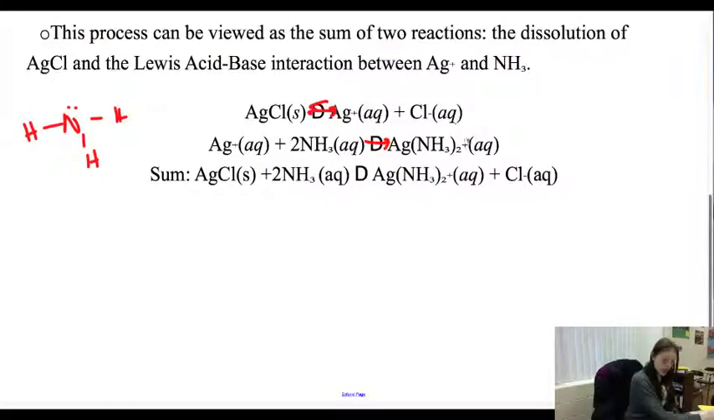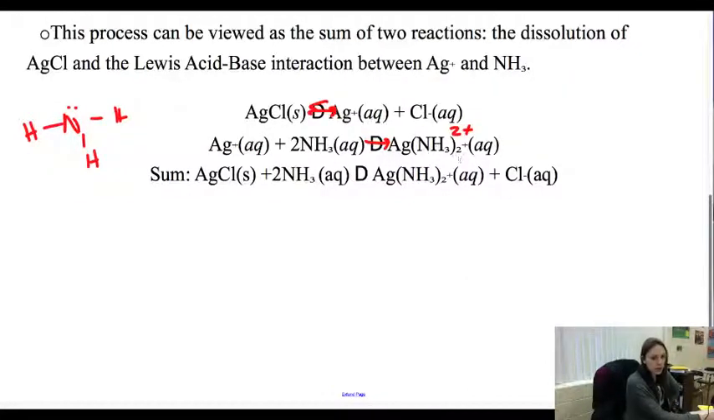So these two combine and make my Ag(NH3)2+. It should be a 2+ up here, like it is on yours. That's a complex ion. Okay, you've got a metal with usually water or something else with an electron pair to donate, and then it has a charge.